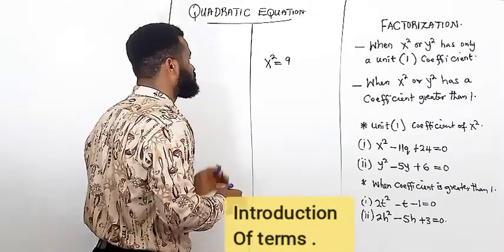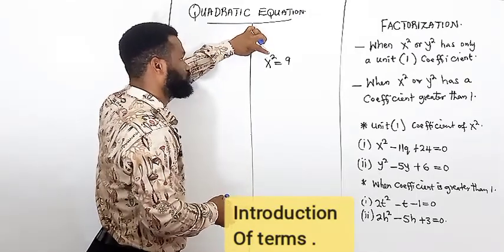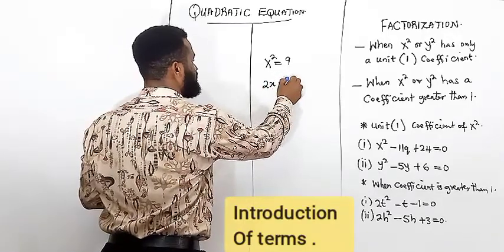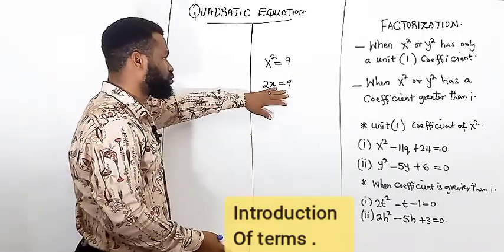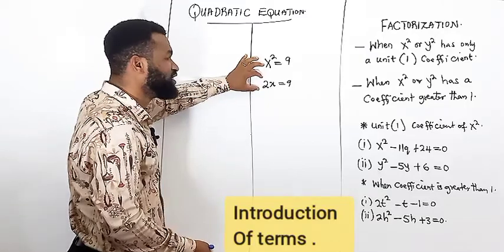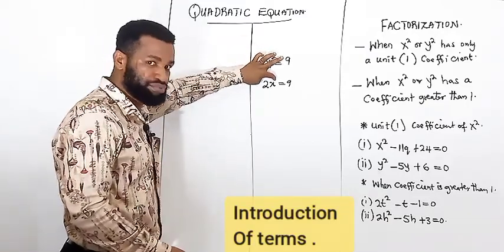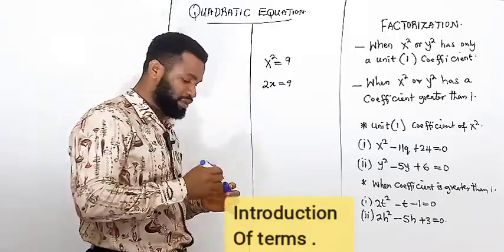Why did I make that conclusion? Because there is 2 on top of x. But if it is 2x equal to 9, this is not a quadratic equation. This is called a linear equation. Why? Because the x does not have anything at the top. That is number one.